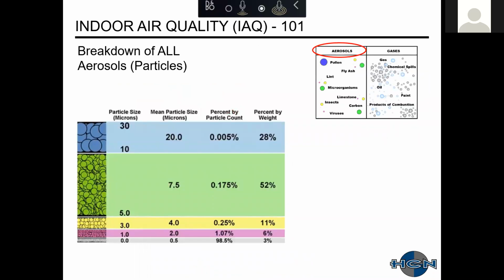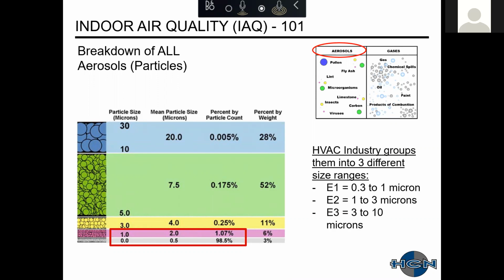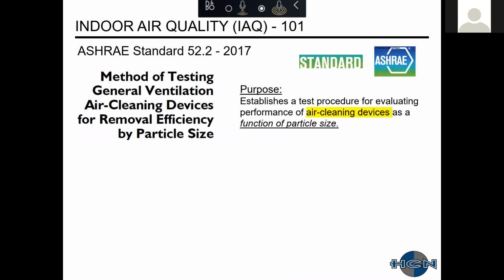Here's a graph just giving, once again, an understanding of the breakdown of all the particles that are present in air. I just want to highlight down at the bottom that the very small particles, 1.0 and 2.0 and smaller, make up more than 90% of all the particles that are in the air. And then the HVAC industry has grouped these particles into 3 different sizes. There's E1, E2, and E3, and they have the different micron sizes as listed on the slide there. Once again, everybody should be very familiar with this.